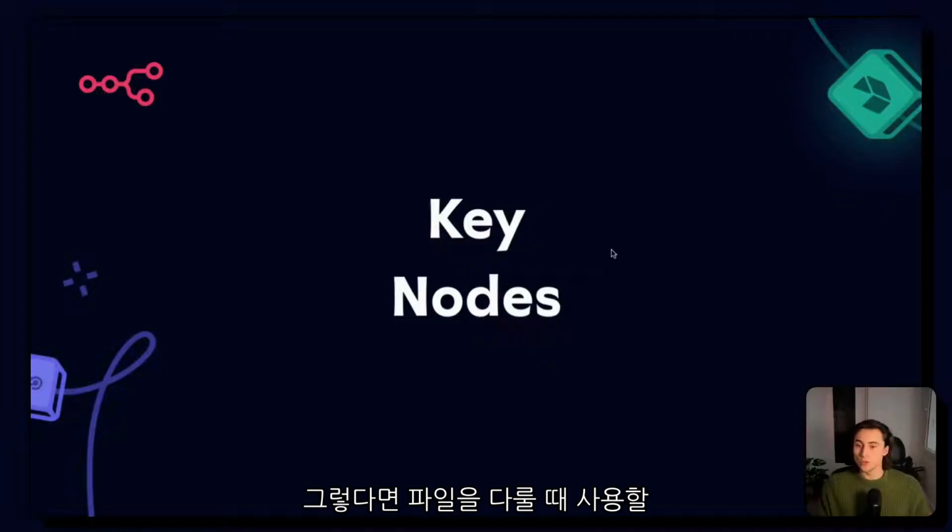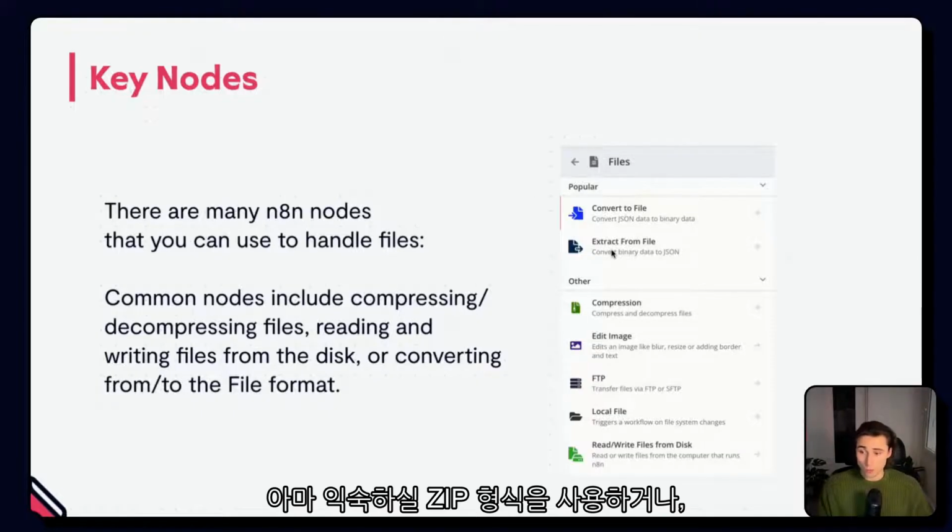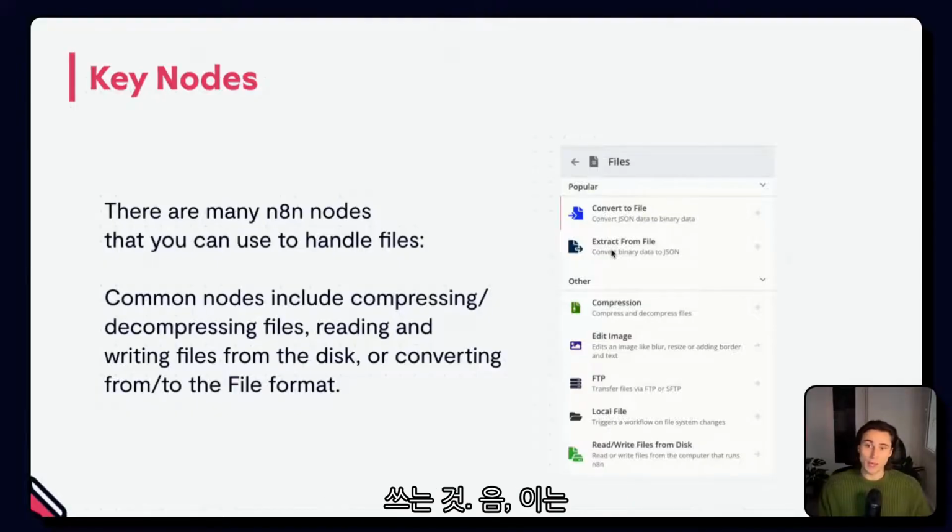So what are the key nodes that we're going to be able to use when handling files? All the nodes related to handling files are in the file category. Some of the useful nodes will help you with compressing or decompressing files using the .zip format you're likely familiar with. They will allow you to read or write files from the disk. This can be particularly useful if you're self-hosting n8n or converting JSON objects into or from the file format.